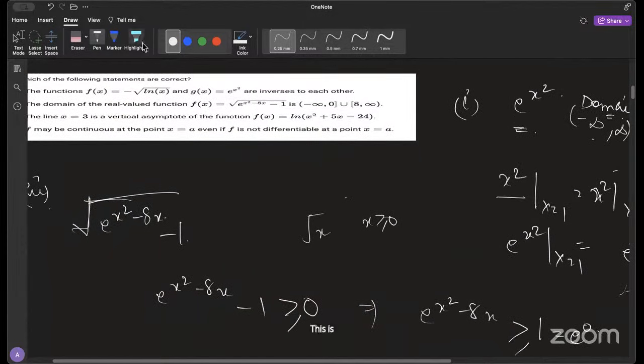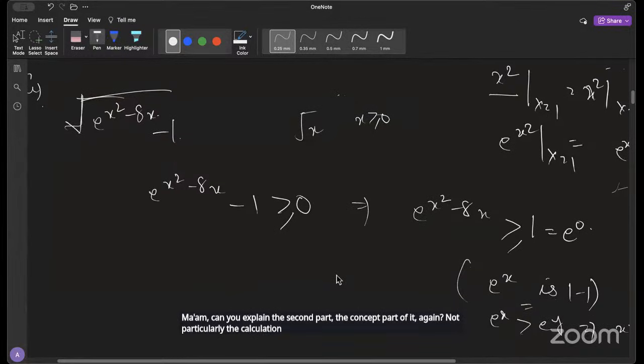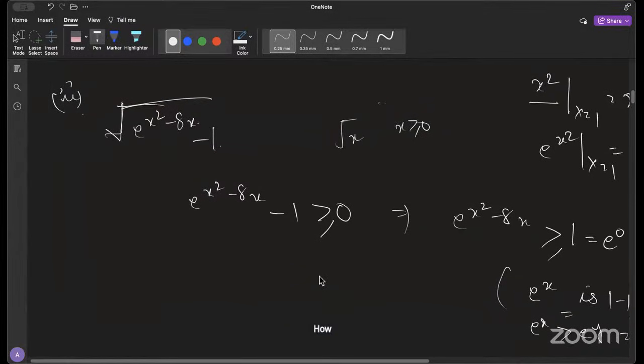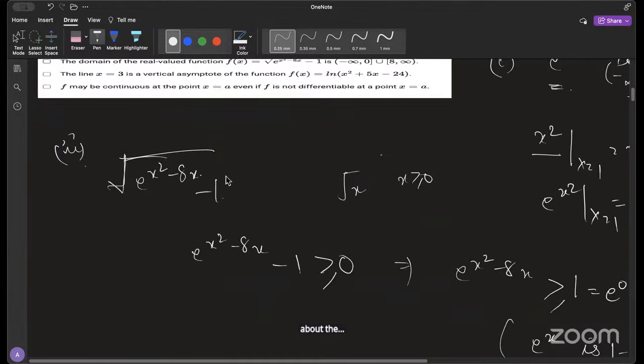Ma'am, can you explain the second part, the concept part of it again? Not particularly the calculation, how you arrived, but the concept part. How did you, like, okay. From the beginning? Oh, this is your function.